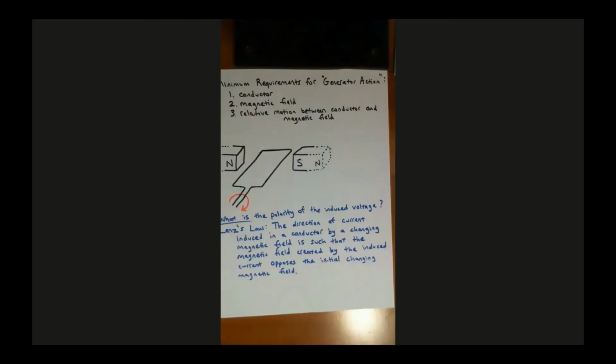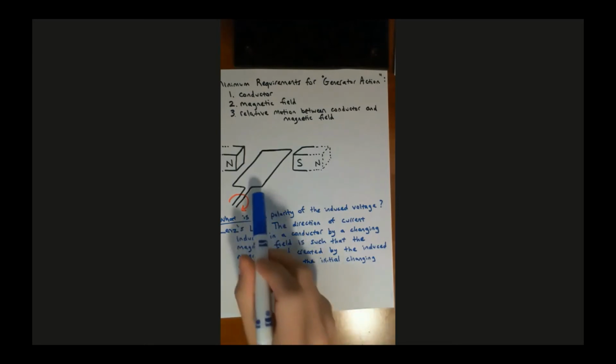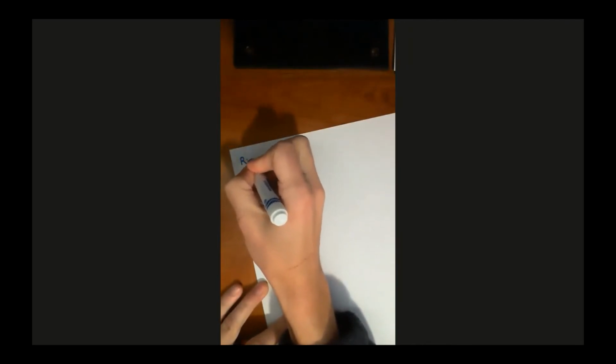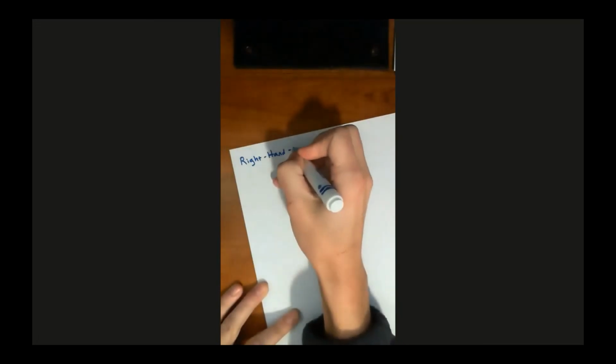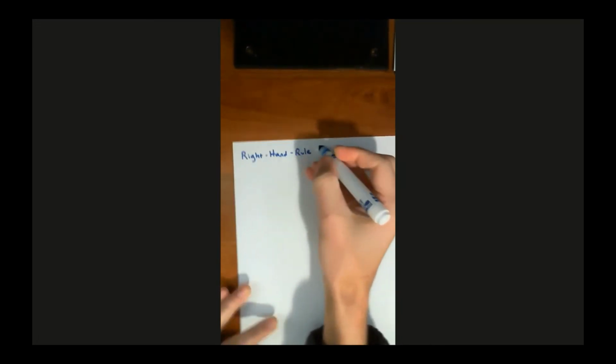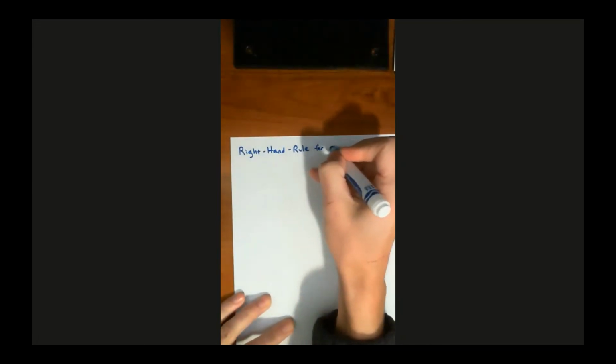All right, so I want you to know about Lenz's law, but the way that we usually decide the direction of induced voltage in a generator like this is via something called the right-hand rule for generators.